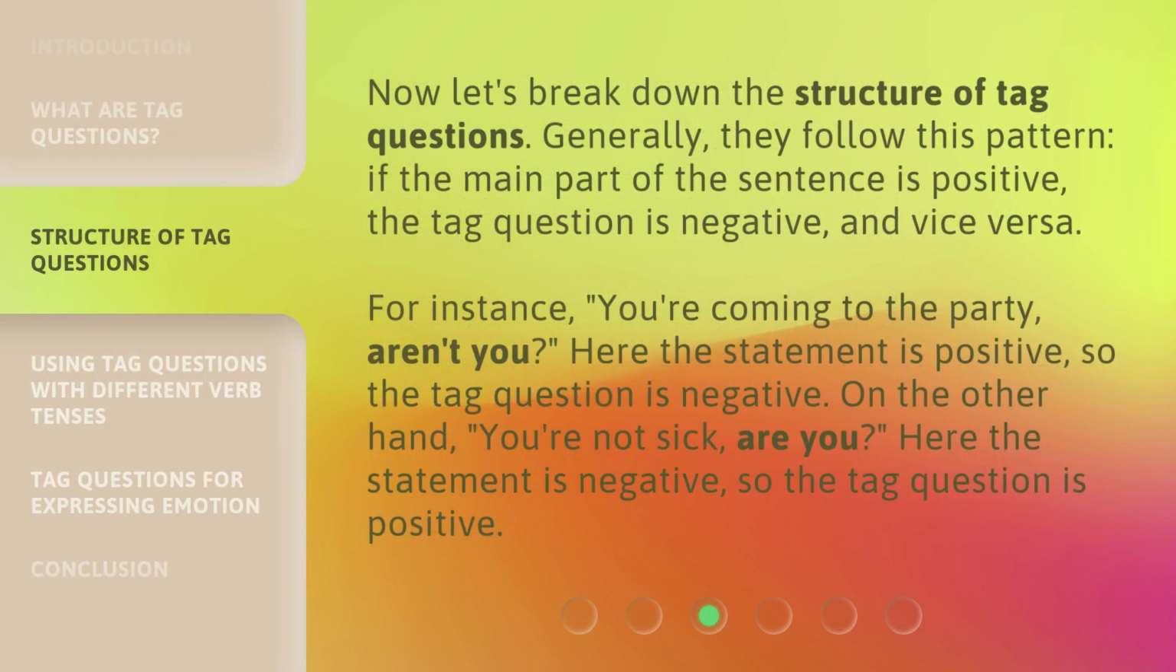Now let's break down the structure of tag questions. Generally, they follow this pattern. If the main part of the sentence is positive, the tag question is negative, and vice versa. For instance, "You're coming to the party, aren't you?" Here the statement is positive, so the tag question is negative. On the other hand, "You're not sick, are you?" Here the statement is negative, so the tag question is positive.